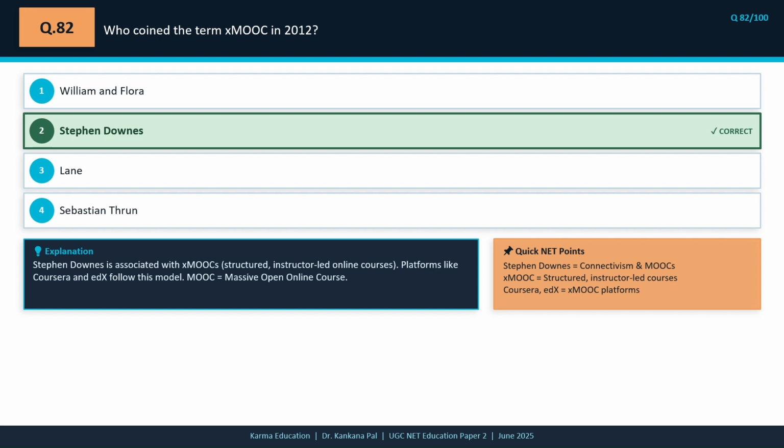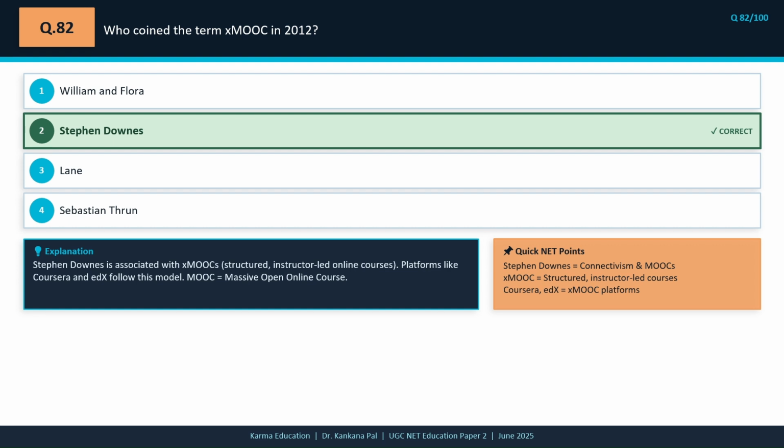Well, according to the official answer key, Stephen Downes is associated with the term xMOOC. MOOC stands for Massive Open Online Course. xMOOCs are generally structured, instructor-led online courses. Platforms like Coursera and edX largely follow this model. A quick net point: Stephen Downes is closely associated with connectivism and MOOCs.